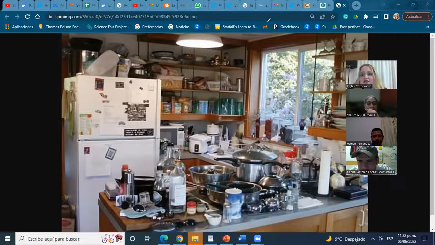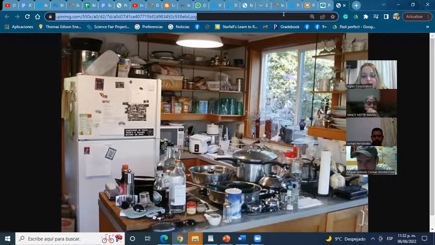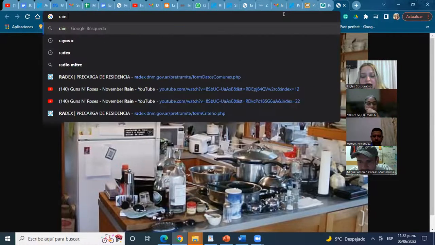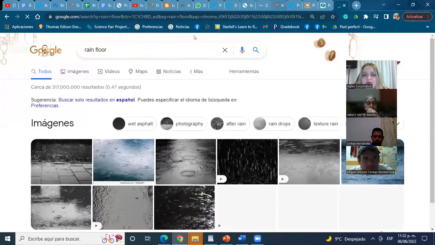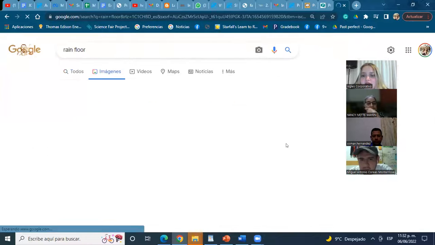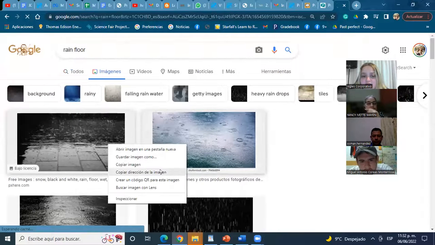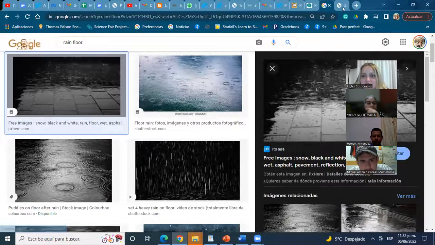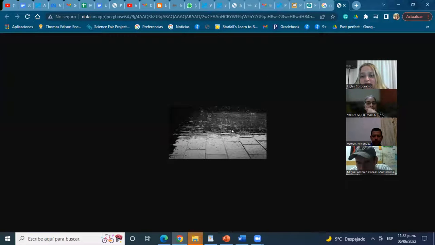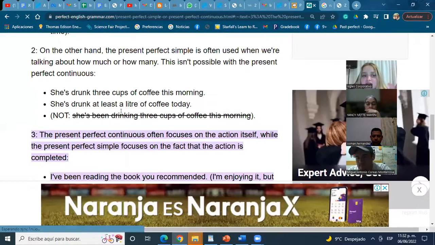Or if you see this, for example, rain and the floor. If you go outside and you look at the floor and it looks like this, you can say it has been raining, ha estado lloviendo, because you can see evidence of that. In that case, it's better to use present perfect continuous. This is the explanation.